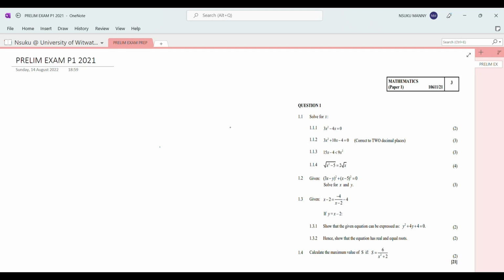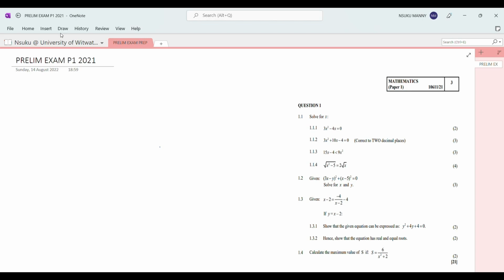Good day. So today we're going to be working on last year's prelim exam paper. We're going to be working on question 1, which is basically 21 marks of the paper. I expect everyone to accumulate most of their marks from this question because it's usually just basic mathematics. So without any further ado, let's get straight into it.